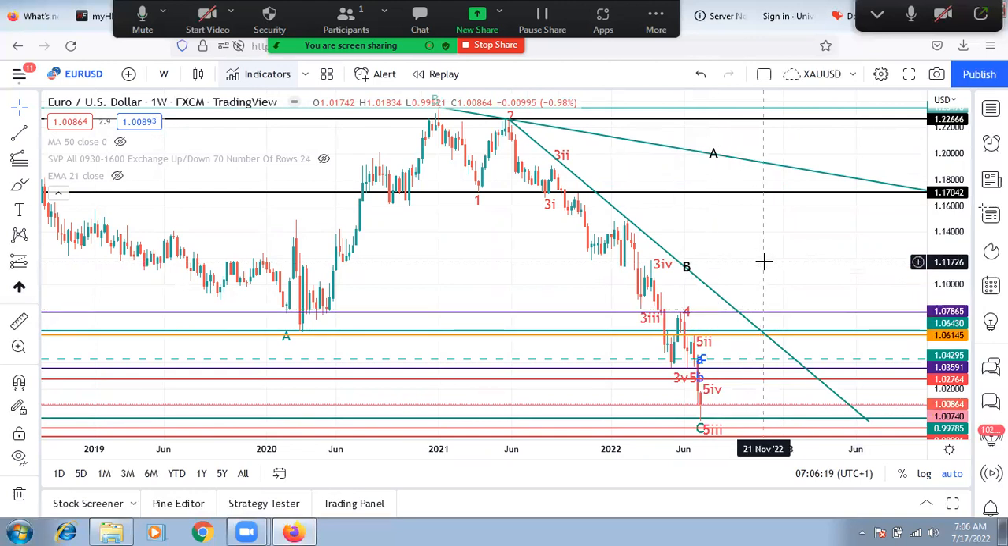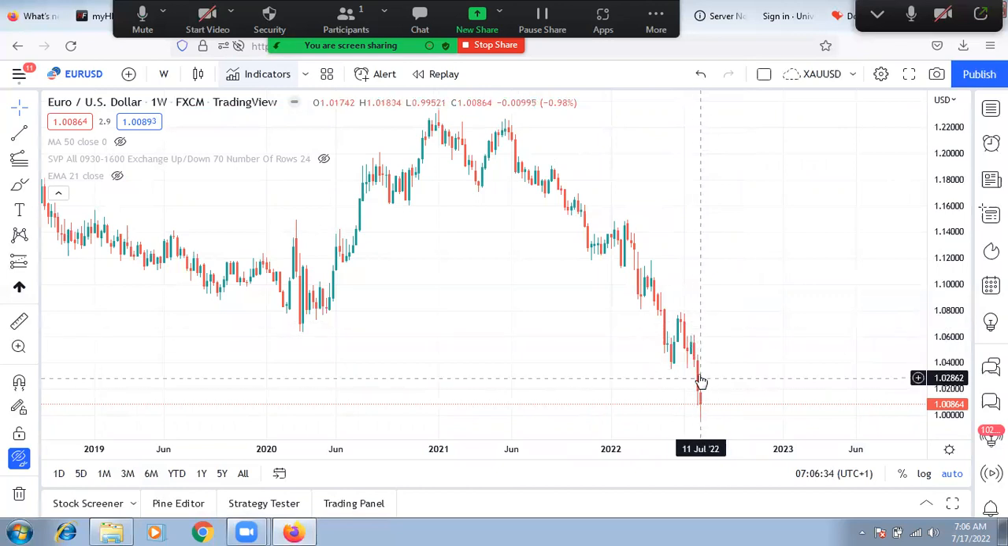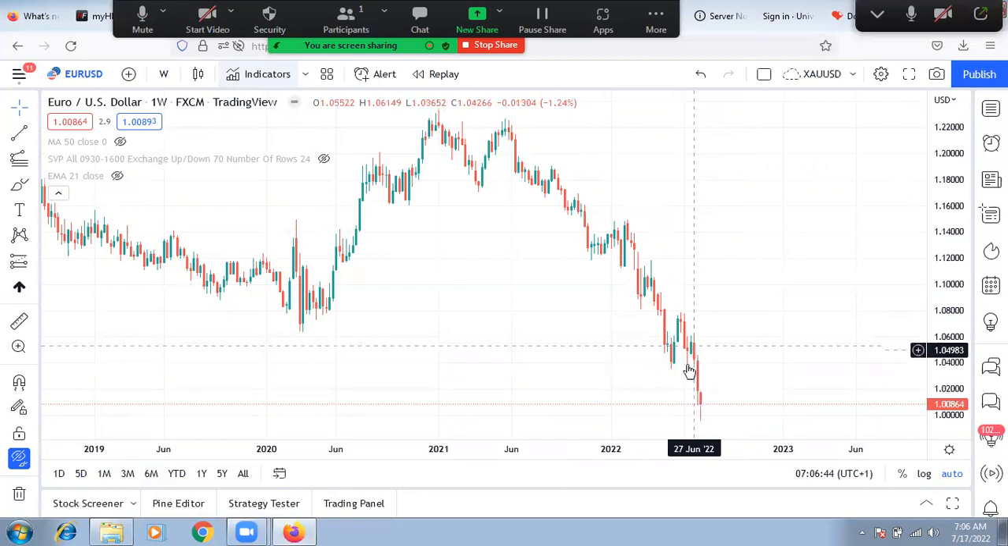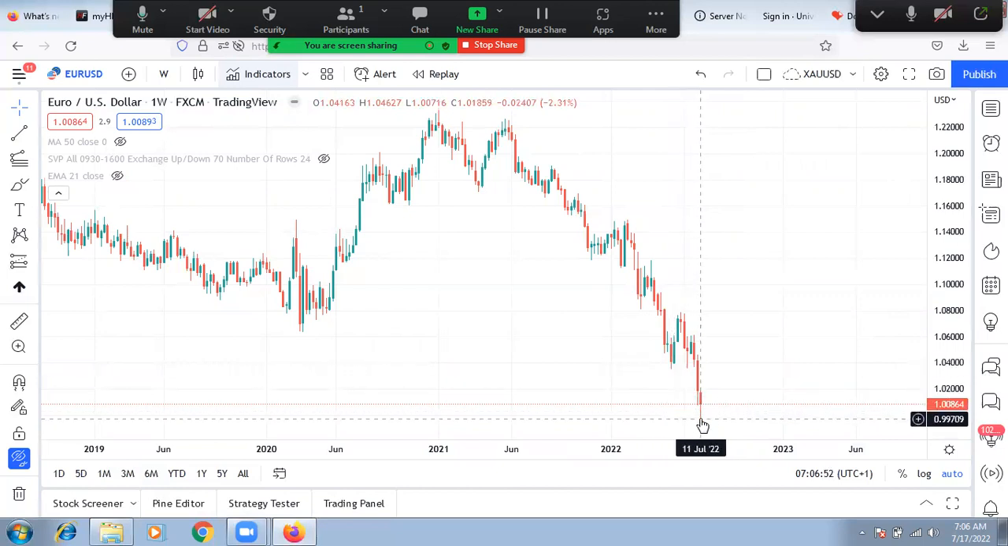Now, one thing that is also apparent is the way this wave came down. It came down rather sharp, too sharp for me to make it a wave 5. But we're going to see. So, is this the end of 3, 4, the end of wave 3, or is this place the end of wave 3? Those are the things that we are going to see.